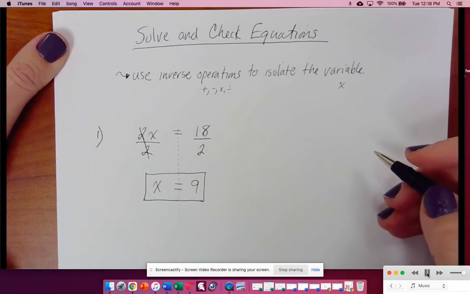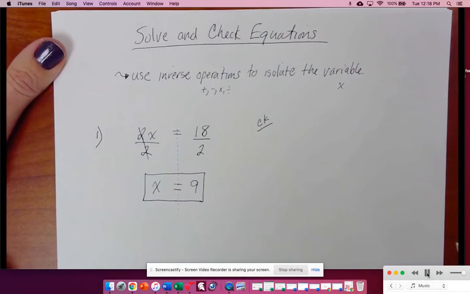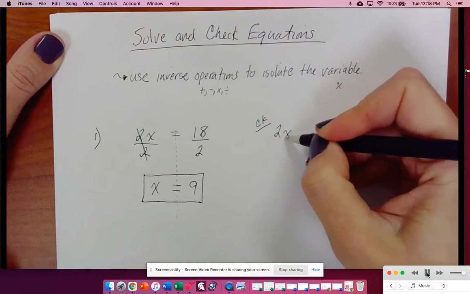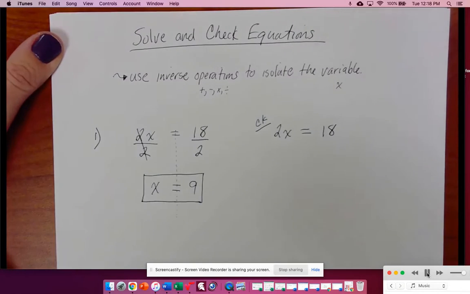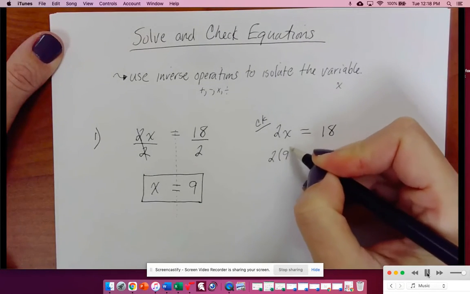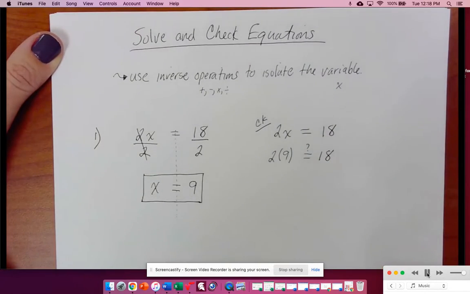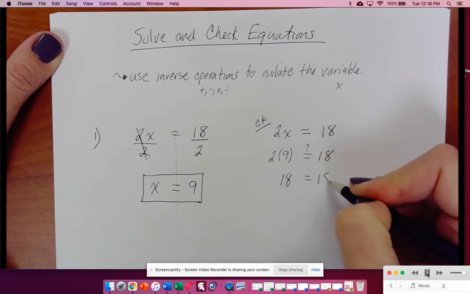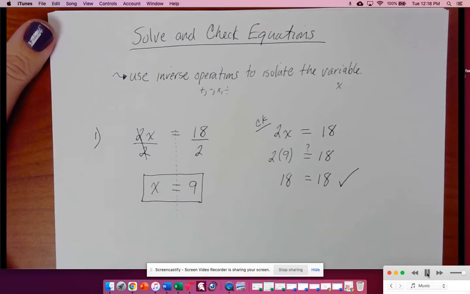Now we're going to check. Every time you check, you need to label it, either CK or write out the whole word check, and you're going to copy the original problem. So 2x equals 18. Now fill in what you thought your answer is. We think x is 9. It's kind of like, is this going to work? Then make sure you actually do the 2 times 9. Yes, 18. That does equal the other side. And my favorite part, we're going to put a check mark to mark that it does work out. And that's it.